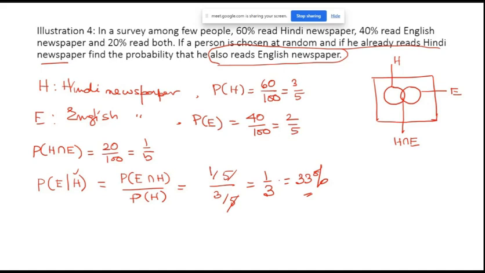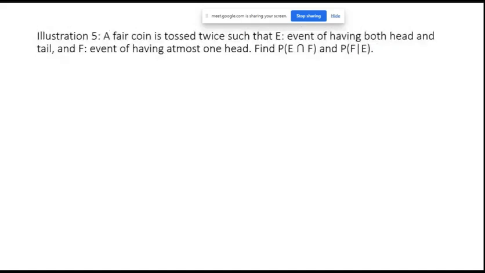No, sir. Okay. Let us go to the next problem. We will set this type of questions only in the exam. So try to understand these simple problems. A fair coin is tossed twice such that E is the event of both head and tail. F is the event of at most one head. So actually, in this type of problem, always draw the tree diagram whenever there is tossing of a coin. Since it is tossed only twice, I can do it without a tree diagram also.